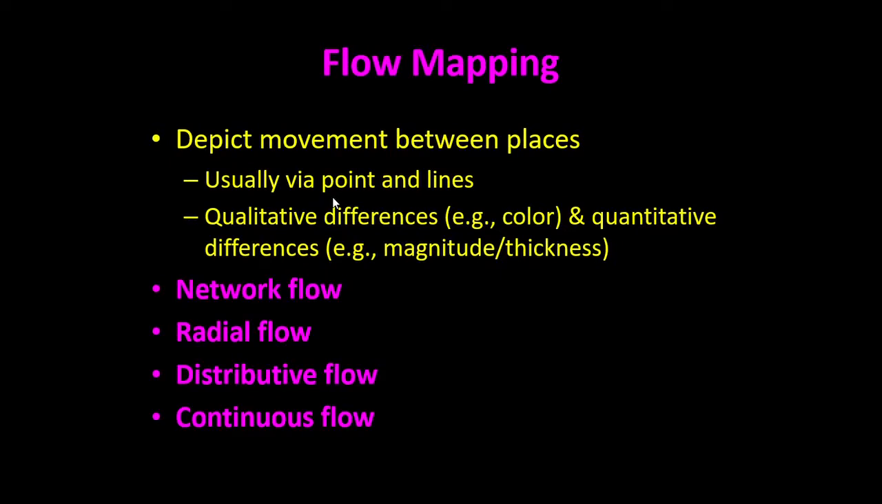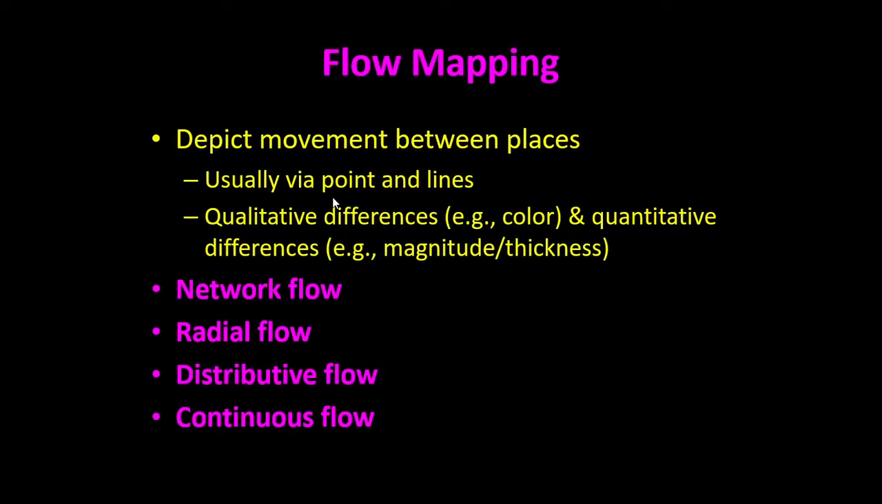Now, in terms of what we show, we can show qualitative differences, so categorical differences. For example, if I'm looking at international flow to Indiana, I could say people from Asia will use a certain color, people from Europe will use a certain color, people from South America will use a certain color, and so on. So we can show categorical differences amongst flow, but we can also show quantitative differences between flow, showing the thickness or the magnitude.